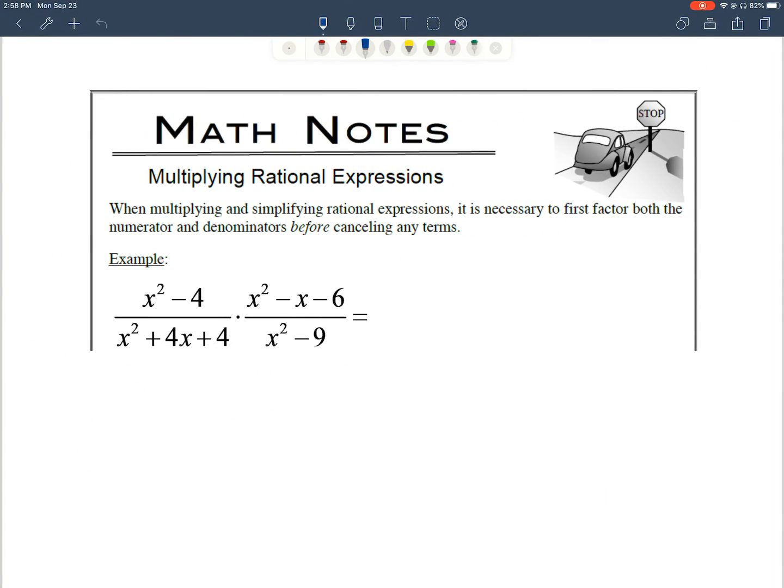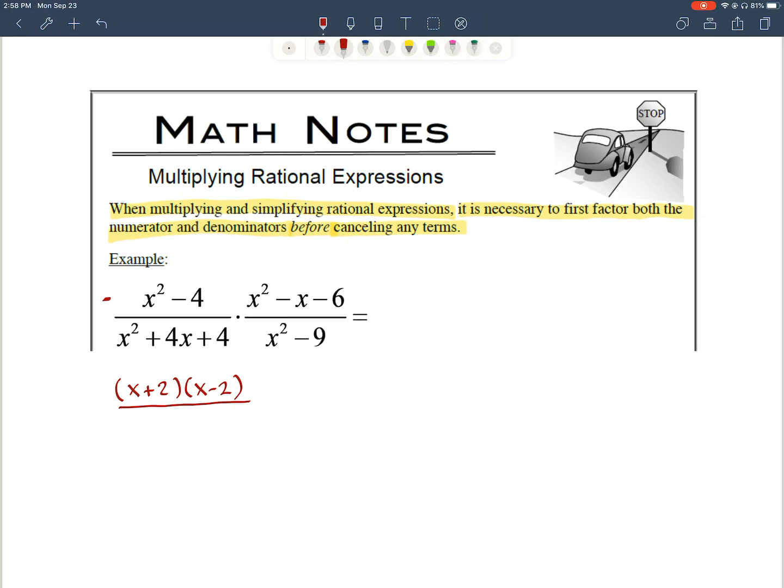So our math notes box here just says, when multiplying and simplifying rational expressions, it is necessary to first factor both the numerator and denominators before canceling out terms. So the first example we have x² minus 4 over x² plus 4x plus 4 times x² minus x minus 6 over x² minus 9. All right, with this one, we can start out here with this x² minus 4. That is a difference of squares, which should end up being x plus 2 times the quantity of x minus 2.